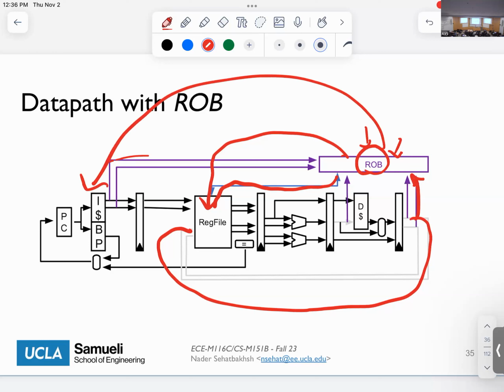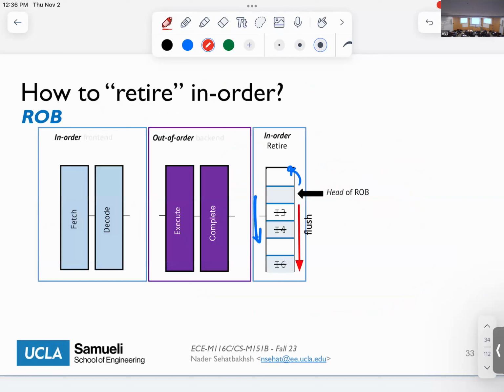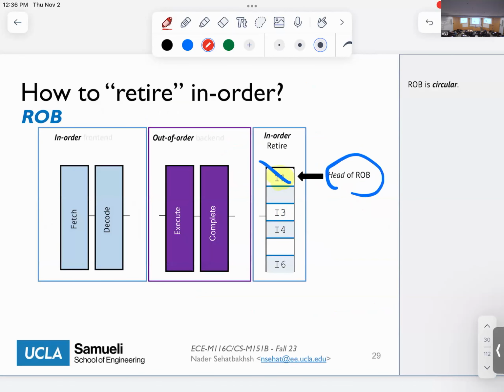Sorry, just a quick question. The ROB only retires everything once it's not when the ROB is full, it's only the end instruction and then everything that is before it? Yeah. So for example, you will retire this instruction I1. The question was, when do we retire? When this I1 is the head of the ROB, then you retire it. And think about this as a particular register, a pointer. So everything that is there or below it will be retired.